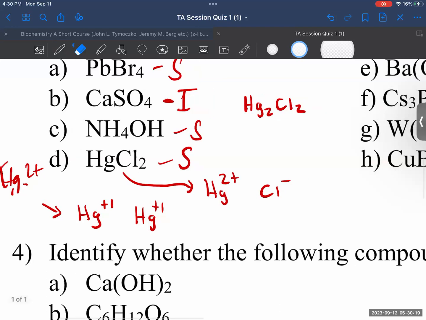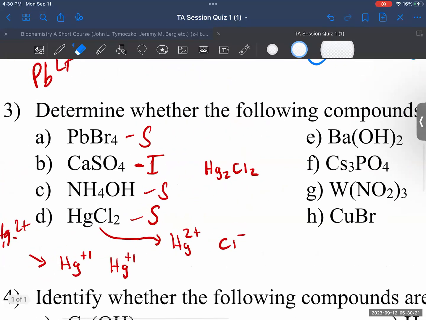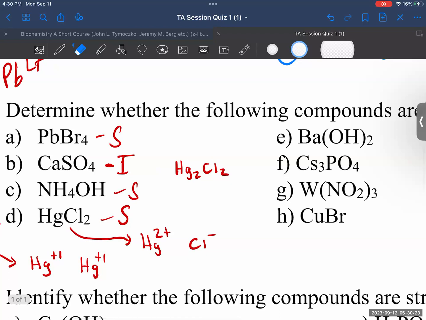All right, point being, don't do what I did on problems A and D, and look at your chart closely. My rules actually said 2 plus is the exception, and I just looked it up, and it says 2 plus is the exception. So it says Hg 2+ on there.